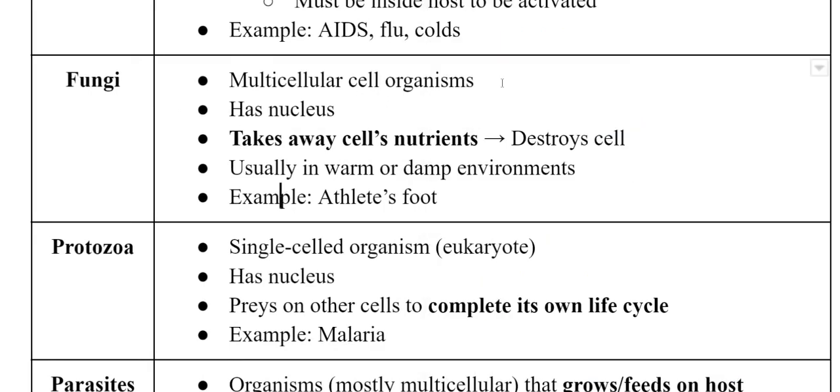Fungi are multicellular organisms, meaning they have multiple cells, and yes, they have a nucleus. Fungi develop in warm or damp environments, so 약간 습한 환경에서 되게 잘 자라요. They go to the cell and suck up the nutrients. They take away the good stuff of the cell, and since it doesn't have any more nutrients, it dies.